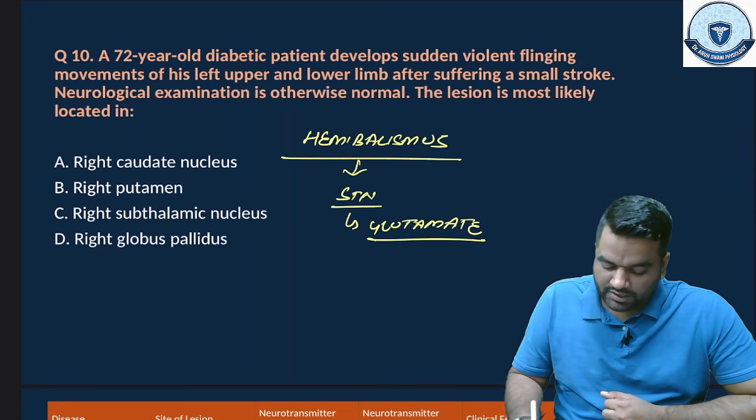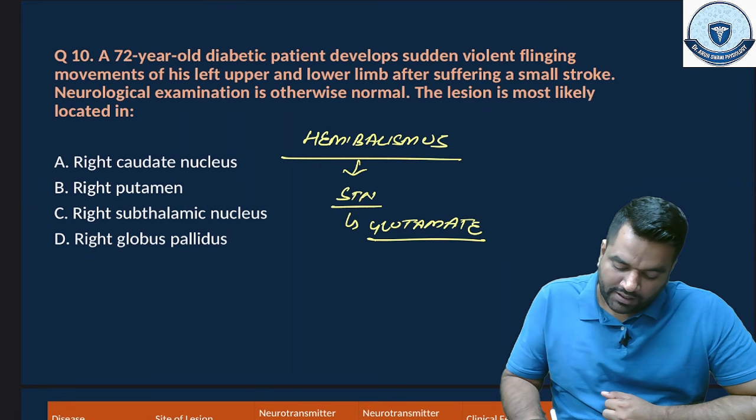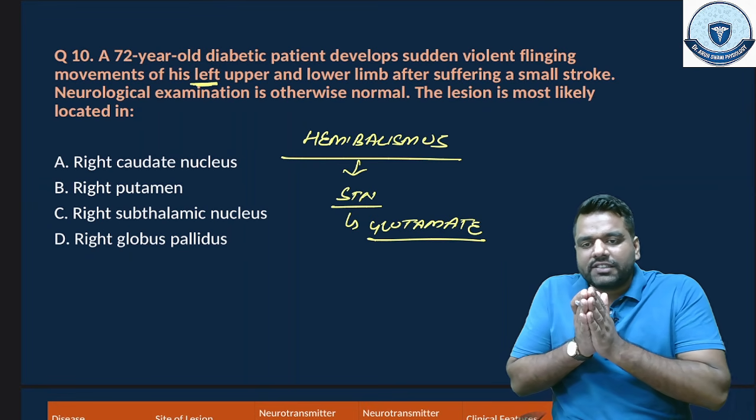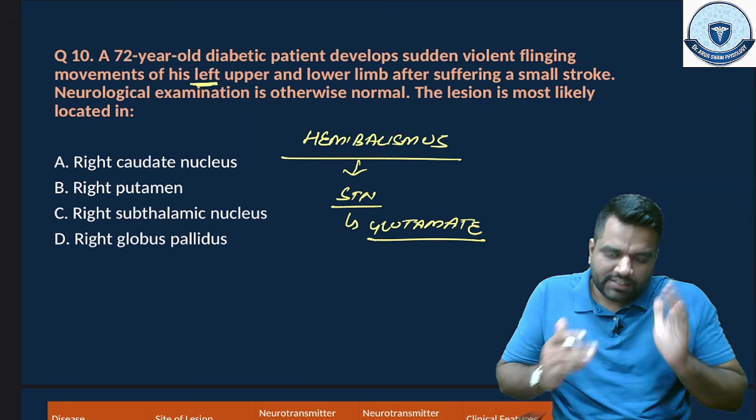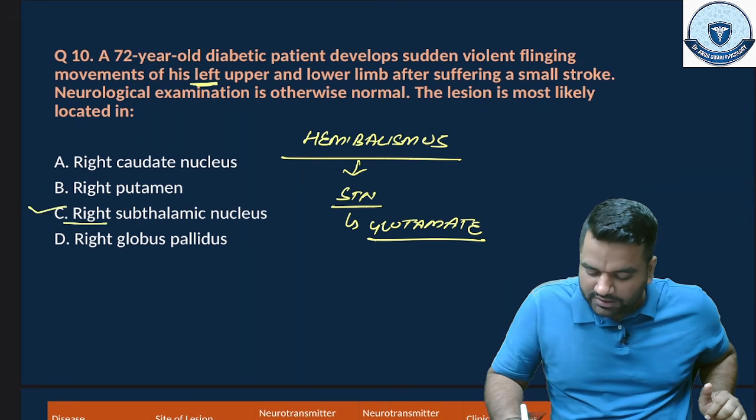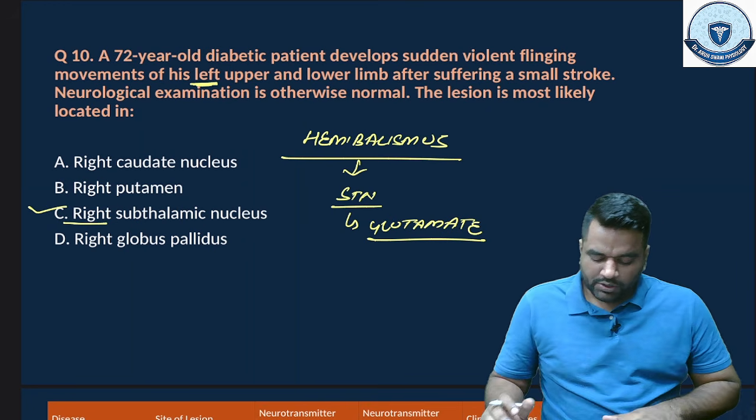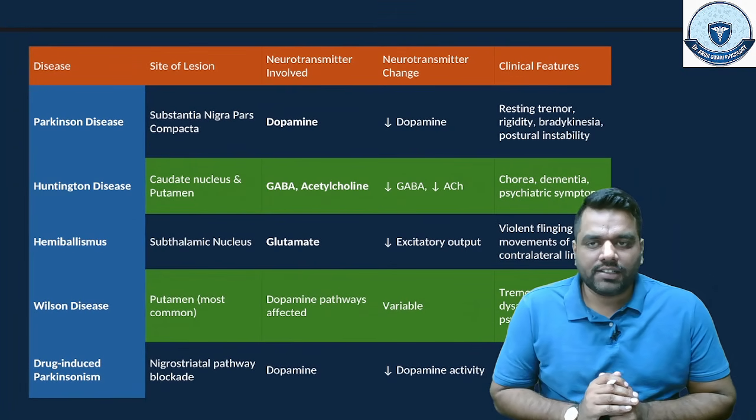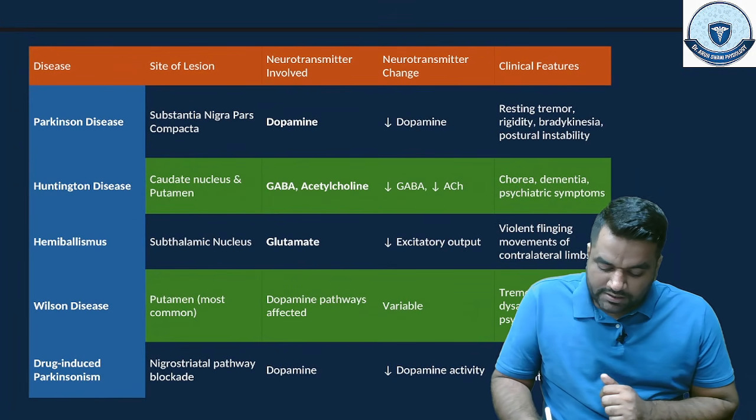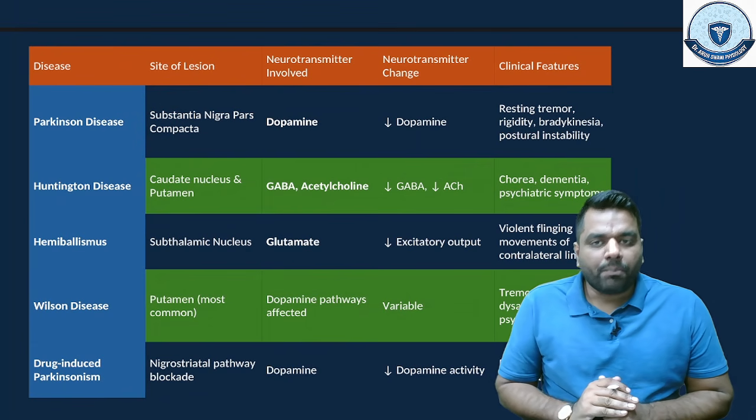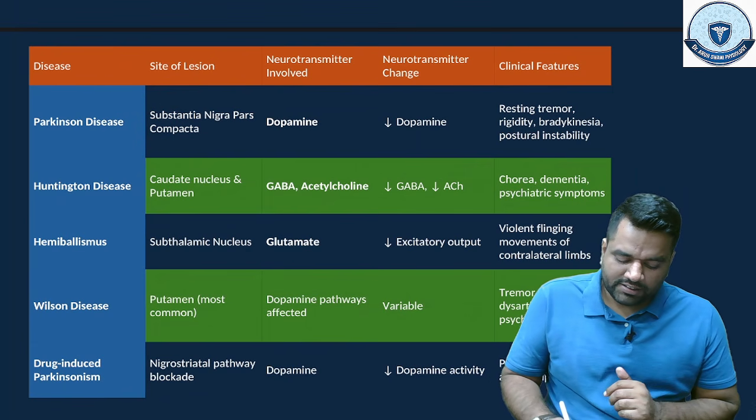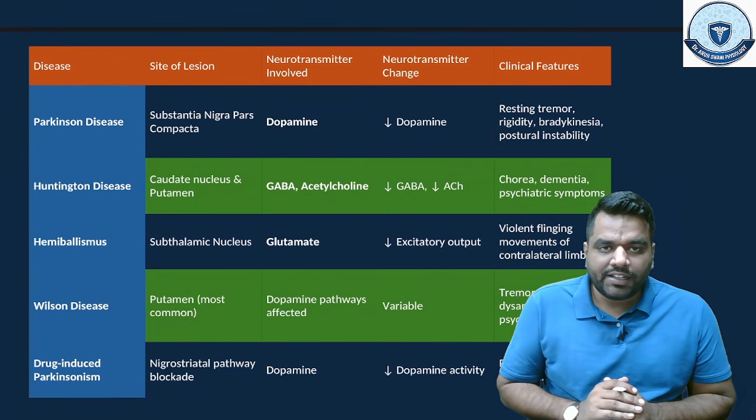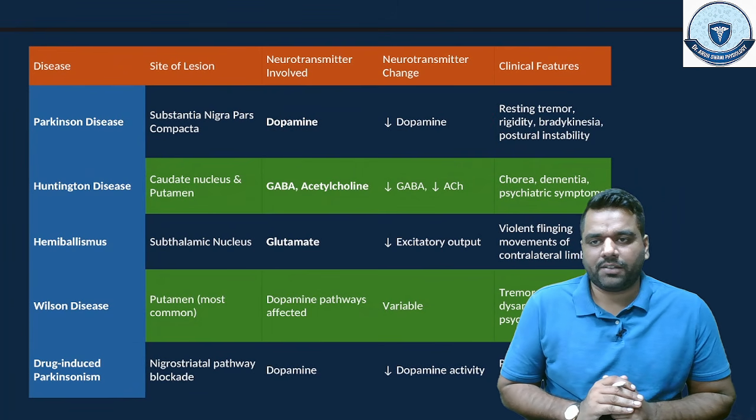Glutamate. So the right answer of this question: the person is having flinging movement on the left side, so the brain is always controlled from the opposite side. So the right side of the subthalamic nucleus will be affected, right? So this is the basal ganglia chart. You have to remember this basal ganglia chart. Parkinson disease is the lesion in substantia nigra pars compacta, and the neurotransmitter involved in Parkinson disease is dopamine. Clinical features will be resting tremor, rigidity, bradykinesia, and postural instability.